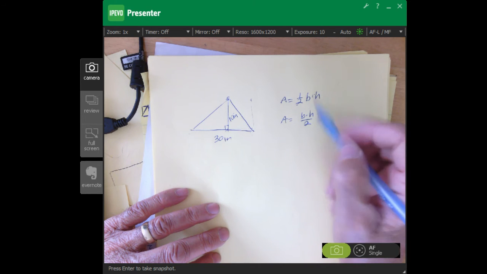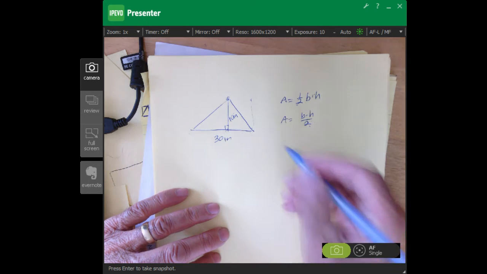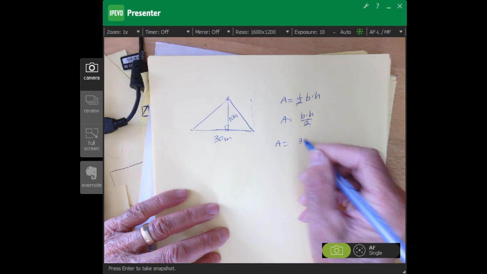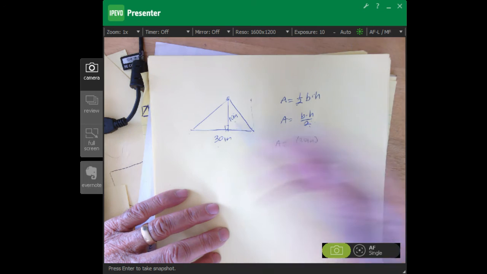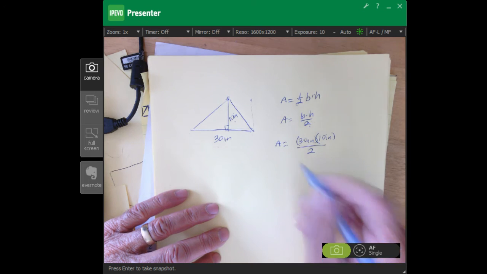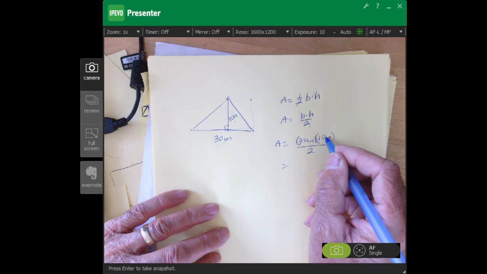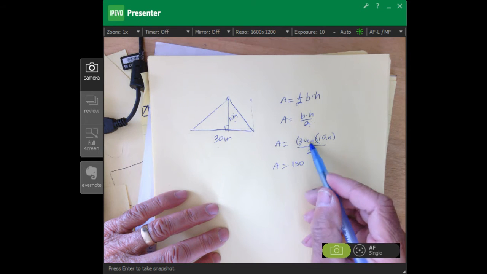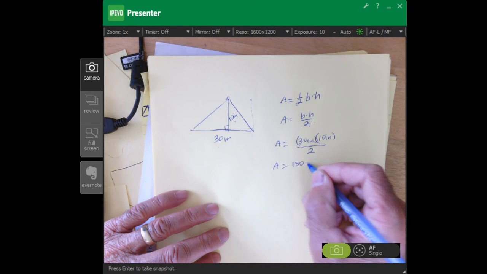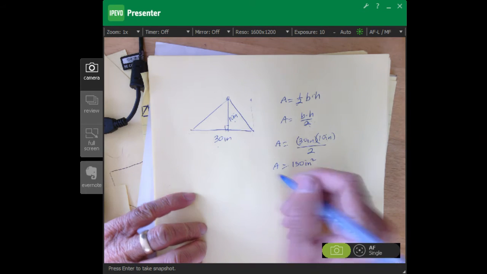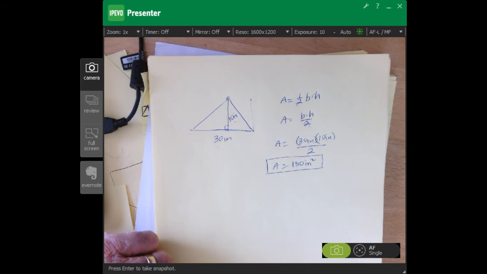Well, we have these formulas. You can take either one, plug it in, use the one that you feel most comfortable with. And so the base is 30 inches. The height is 10 inches. And then we divide that by 2. 30 times 10 is 300, divided by 2, you get 150. Don't forget that you're multiplying these as well, so the units become square inches. So 150 square inches.